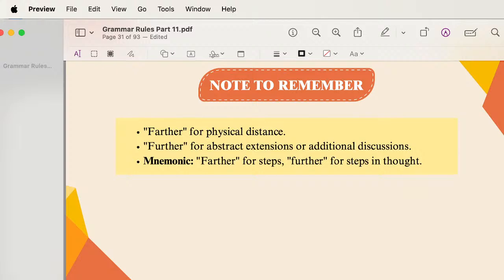So farther for physical distance and further for abstract extensions or additional discussion. If my voice is hoarse, then I'm going to use better equipment to go live. So just bear with me for this session and I'll try to figure things out by tomorrow.